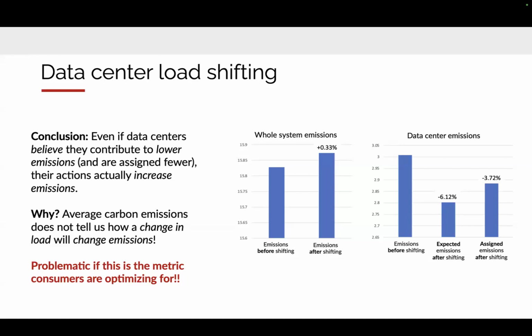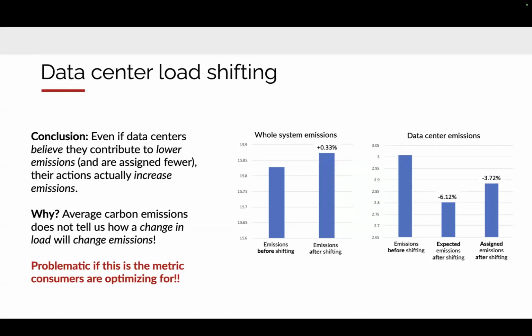But let me just say that the conclusion we find here is, of course, system specific. If you change the data that you're working with, it could look different. But this is data, not things we invented specifically for this purpose. This is really just a standard test case in power systems. So there's no reason to believe that this couldn't happen in reality. And so the really sad conclusion here is that even if the data center really believed that they contributed to lower emissions and they were assigned fewer emissions, their action actually increased emissions.